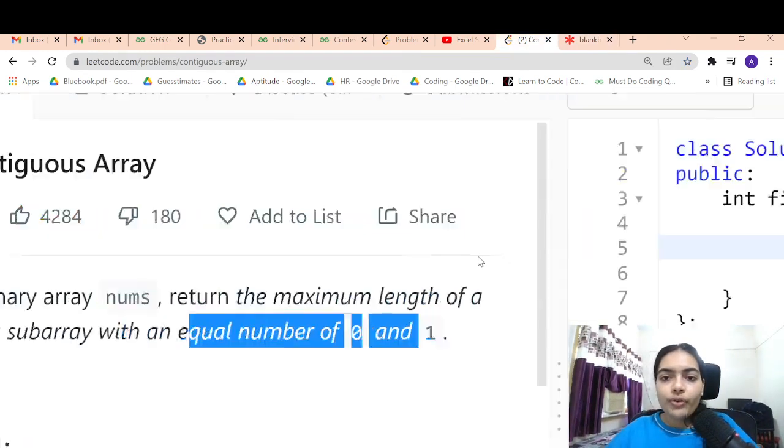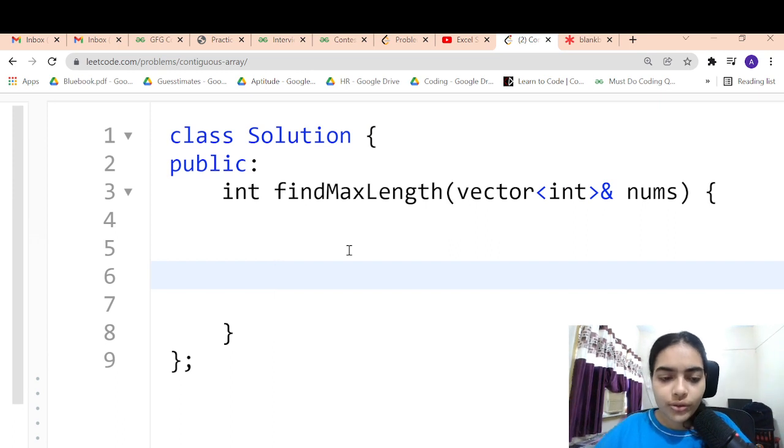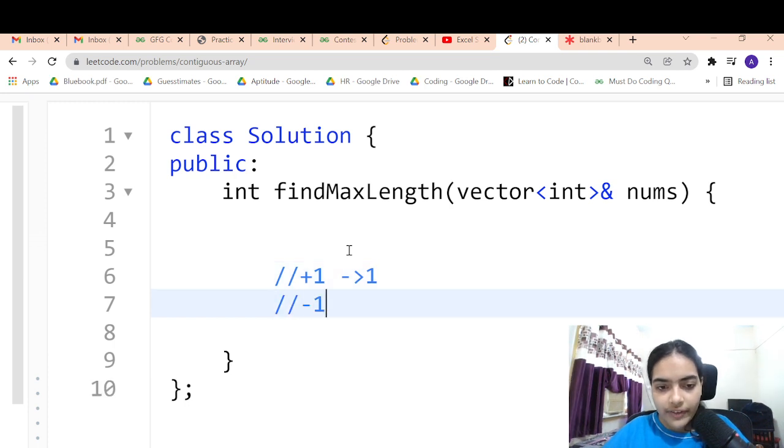Okay, now let's go forward to coding it. So how to code this? So we are giving a plus 1 whenever we see a 1, and we are giving a minus 1 whenever we see a 0.